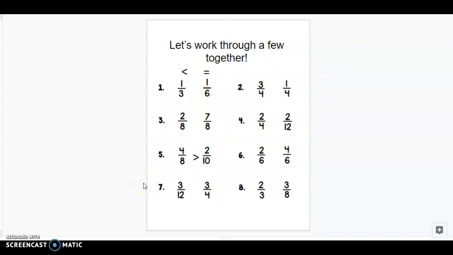Now that you've finished watching this video, you are going to click the assignment slides and complete 4 slides to review how to compare fractions. Try to challenge yourself and pick at least 1 slide from the last 3 slides. That includes word problems. Good luck!